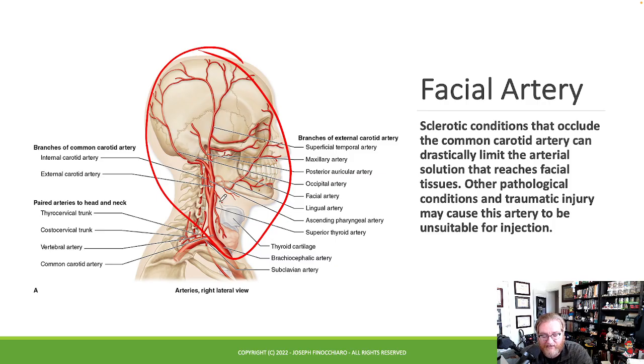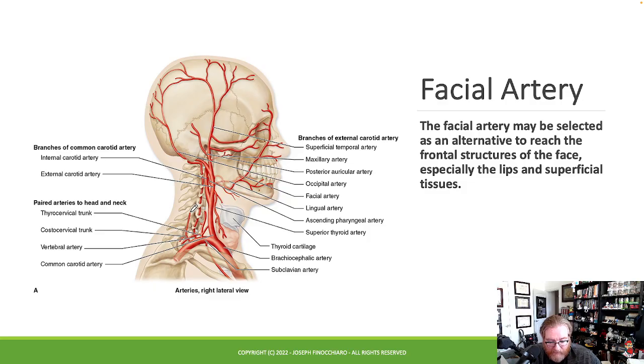This is why it's important to understand what comes off of what in the event you have to go mining to find alternatives. Because the truth is, if these things here are destroyed, you are sorely limited as an embalmer of what you're going to do next to try to get that head preserved. The facial artery may be selected as an alternative to reach the frontal structures of the face, especially the lips and superficial tissues. You can see your facial artery is right here. You follow the line, and what they typically do is make an incision right on the margin of the neck, raise it, and start injecting it.